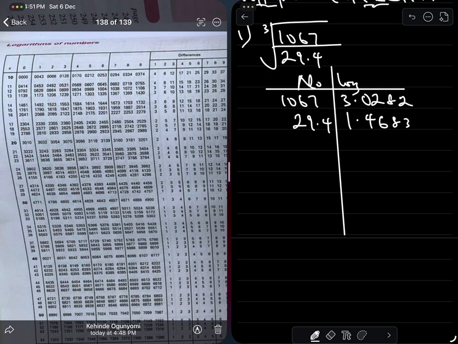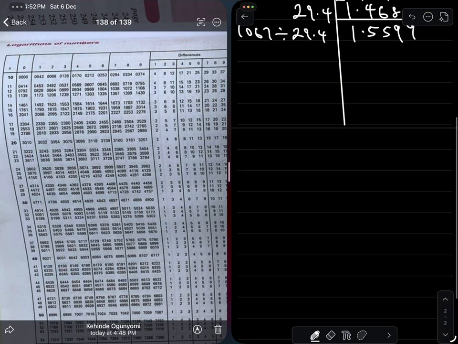Now we are dividing. That means 1067 divided by 29.4 will be the difference between the logarithm of 1067 and the logarithm of 29.4. So let's go. 2 minus 3 impossible. Borrow 1 from here. You're left with 7. 12 minus 3, 9. 7 minus 8 impossible. Borrow 1 from here. You're left with 1. 17 minus 8, 9. 1 minus 6 impossible. Borrow 1 from here. You're left with 2. Put it here, 10. Borrow another one. You're left with 9. 11 minus 6, 5. 9 minus 4, 5. And 2 minus 1, 1.